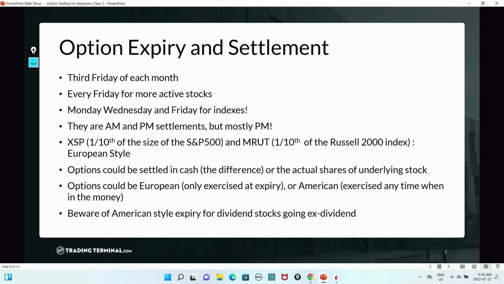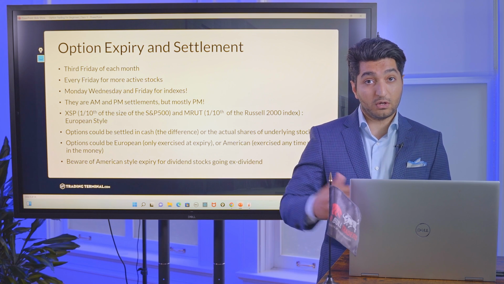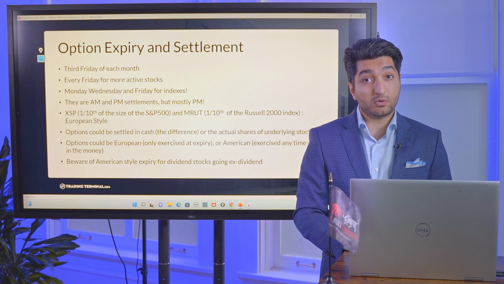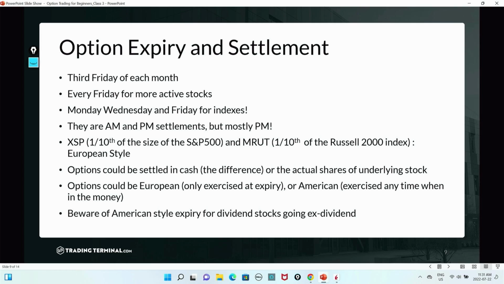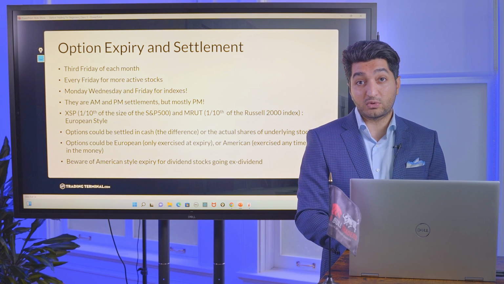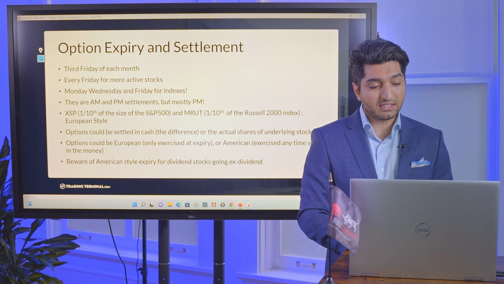There are AM and PM settlements, but the majority of the options that we trade are PM settled. So they're settled after the market close. So be careful if you're trading those contracts, make sure to close them before the close. XSP is 1/10 of the size of SPX, and MROTH is 1/10 of the size of Russell 2000 if you have a smaller account and you want to trade those indices. But make sure to know that they're European style.